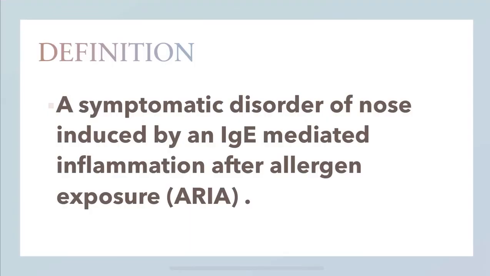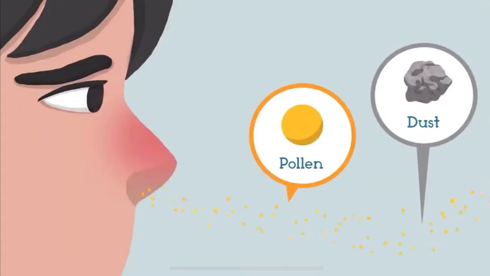Allergic rhinitis is a symptomatic disorder of the nose. It is an IgE-mediated inflammation which is caused after allergen exposure. What are allergens? Allergens are harmless or neutral substances which are inhaled through the nose and produce excessive immune reactions. The common examples are pollen and dust.